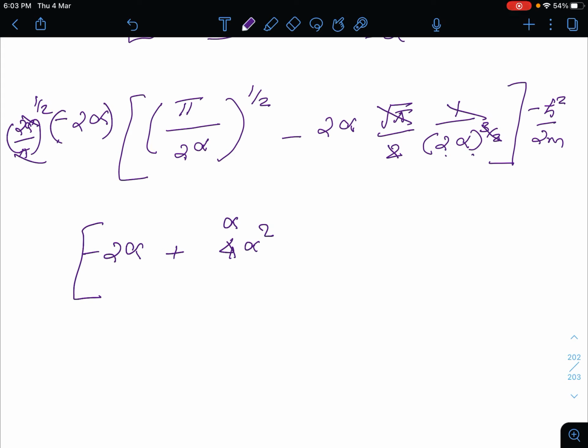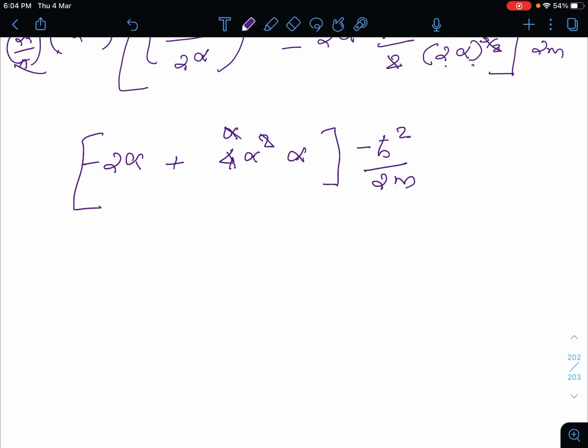So what you get? 2 will again get cancelled. So what you will be getting? Alpha minus h cross square by 2m. So that becomes minus 2 alpha plus alpha, that is minus alpha. So minus alpha into minus h cross square by 2m. So that becomes alpha h cross square by 2m. So that is the first part.